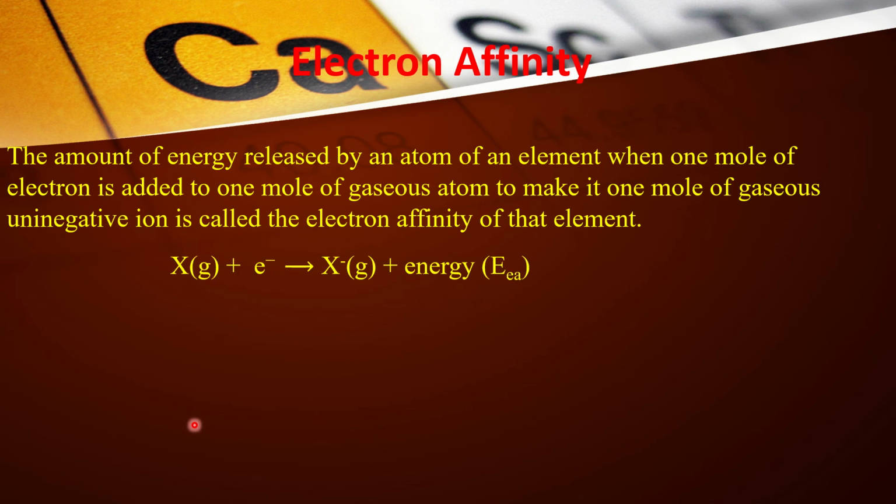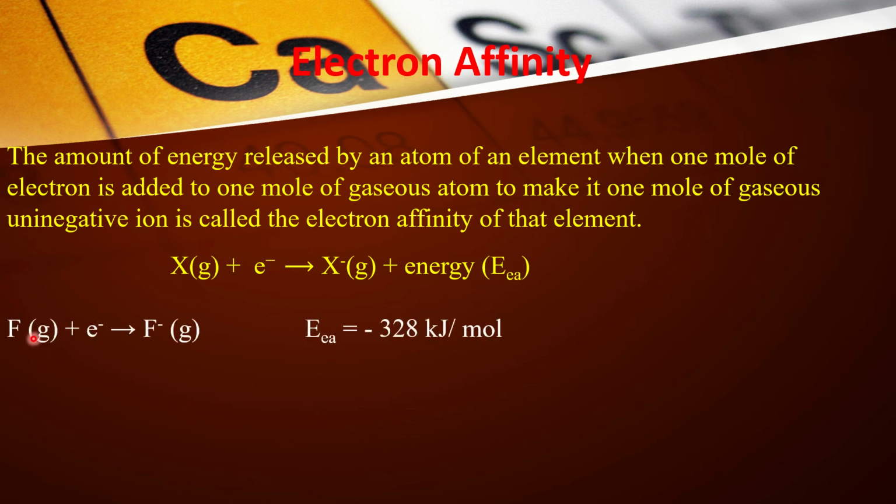Here look, X is an atom in its gaseous condition and 1 electron is added to X. So X turns to a uninegative ion, and energy is also released from here. This amount of energy is called electron affinity.